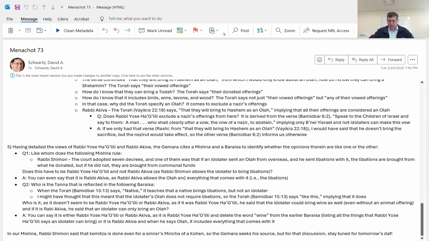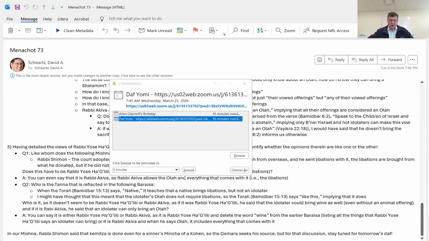And if it's Rabbi Akiva, how could we have that the korban that the non-Jew offered includes libations? That's exactly what we said. So, you could say it's Rabbi Yossi Aglili. You know what? Take out wine from that other brisa, and everything is fine. Or you could say it is Rabbi Akiva, and again, the answer that we gave a few moments ago: ola v'chol chaverata.